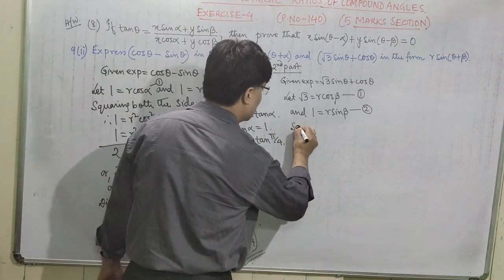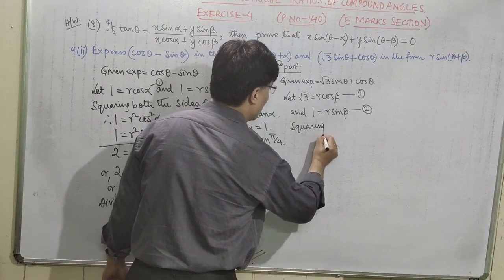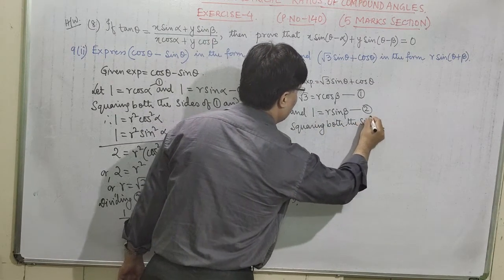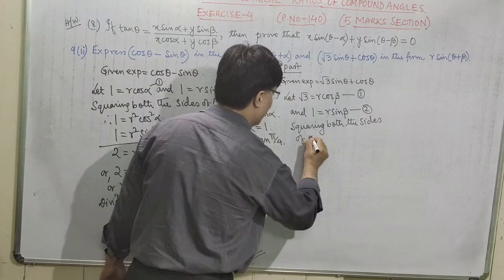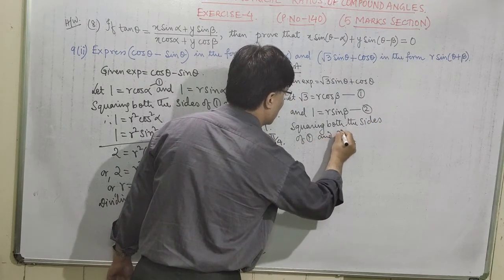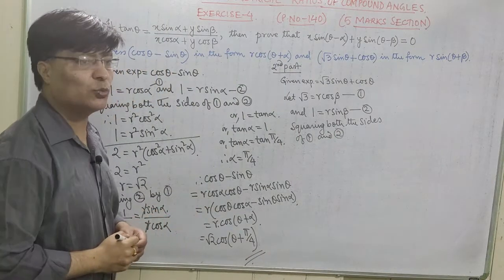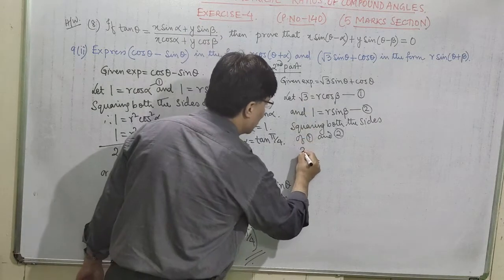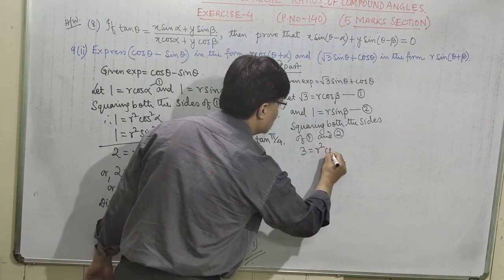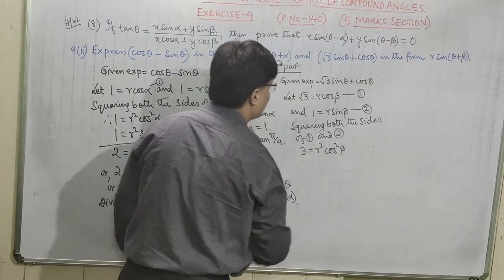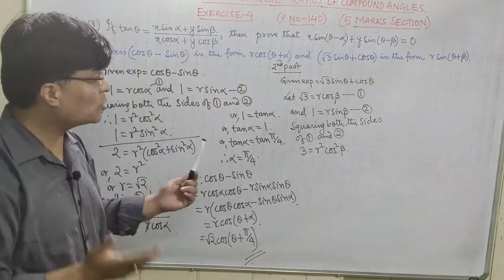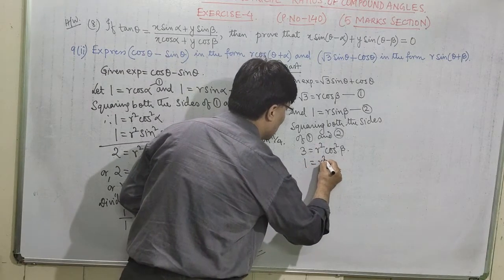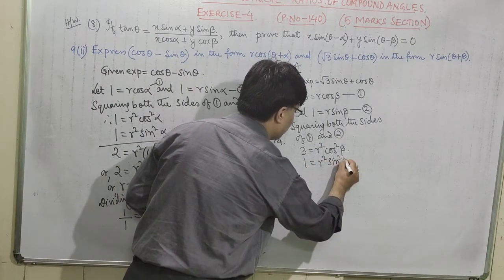So let us write squaring both the sides of 1 and 2. So squaring both the sides of 1 and 2, what do we get? So square both the sides of number 1. What is root 3 whole square? 3 is equal to r square cos square beta, right? Next, in number 2, you have to square both the sides of number 2. What is 1 square? 1 is equal to r square sine square beta.